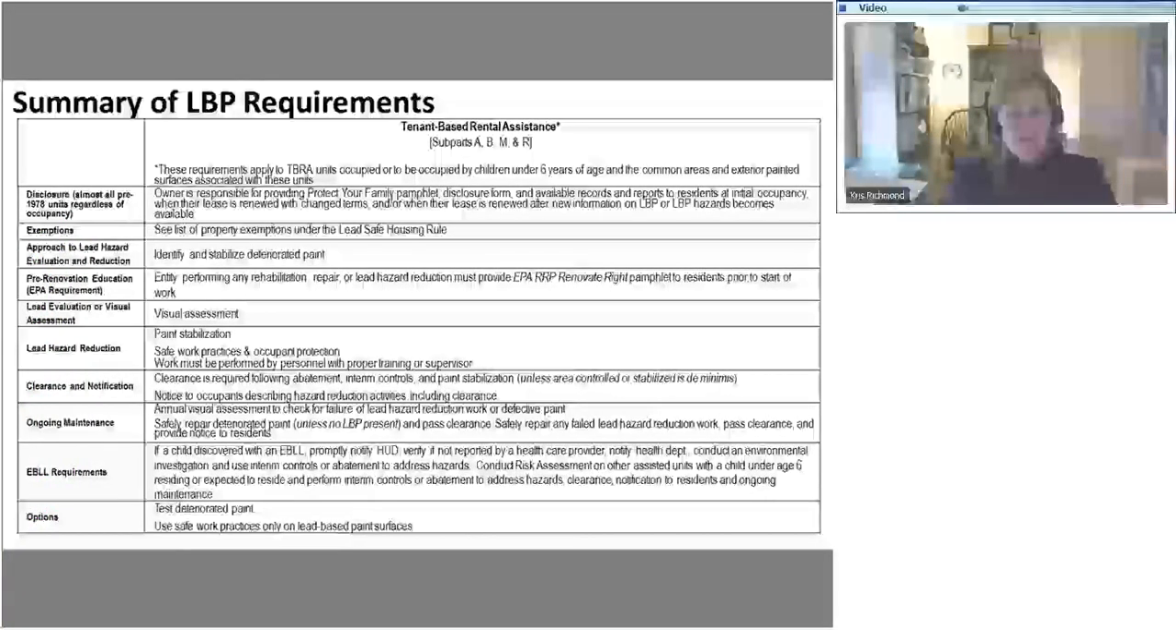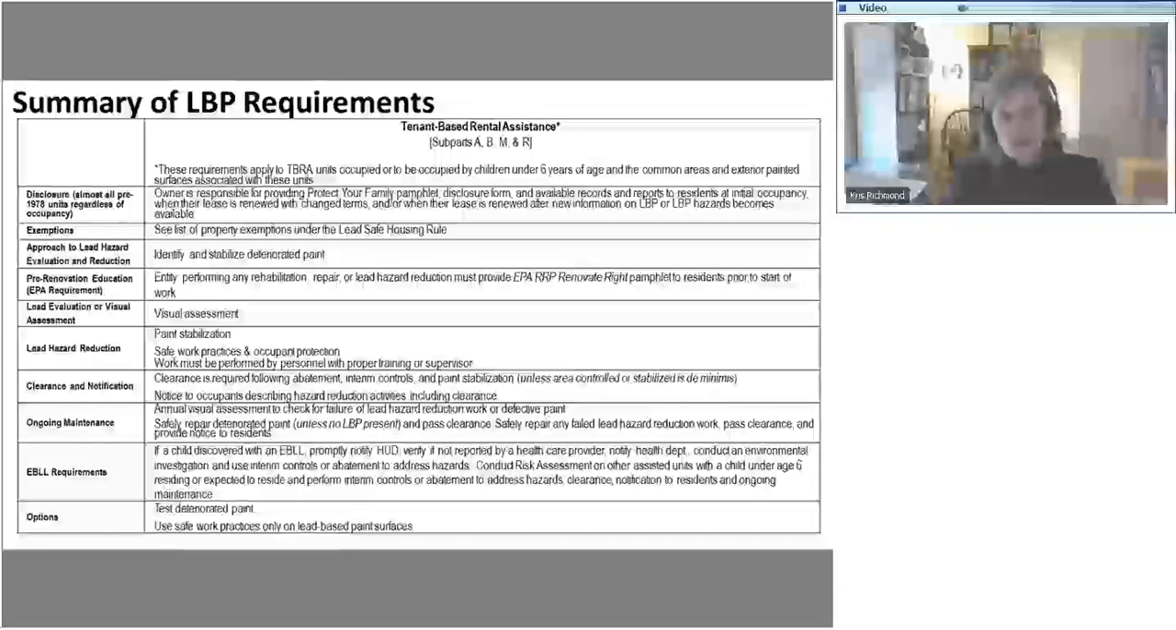So if we did that review, we did that visual assessment, and we did find deteriorated paint, the landlord does need to treat that. And so they are going to be doing paint stabilization. They need to hire someone who's trained in RRP. So we'd want to have the certifications that people have for their training. They should have some documentation to show that they've been trained in RRP.